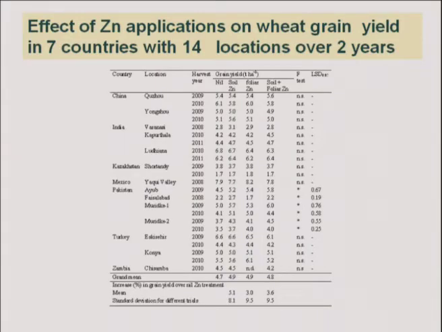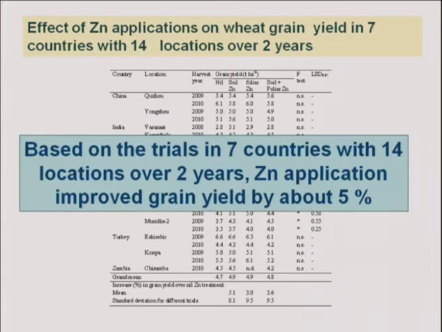Here, the effect of zinc application on wheat grain yield in 7 countries with 14 locations over 2 years. Based on these trials, zinc application improved grain yield by around 5%. This is the average of the trials conducted in 7 countries with 14 locations.